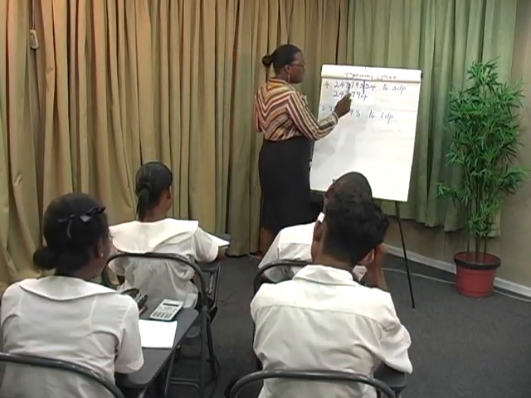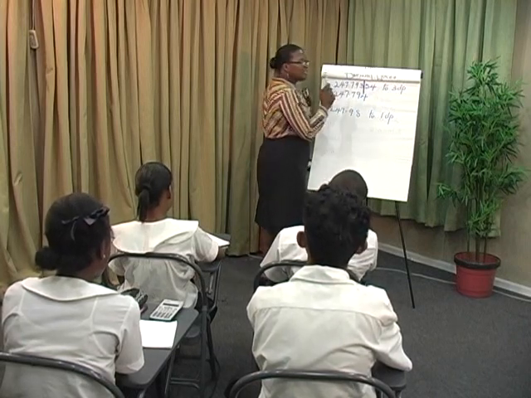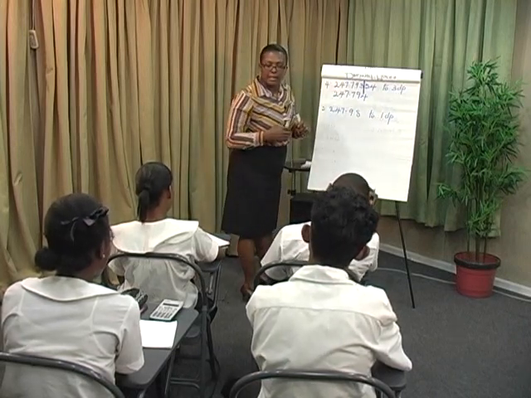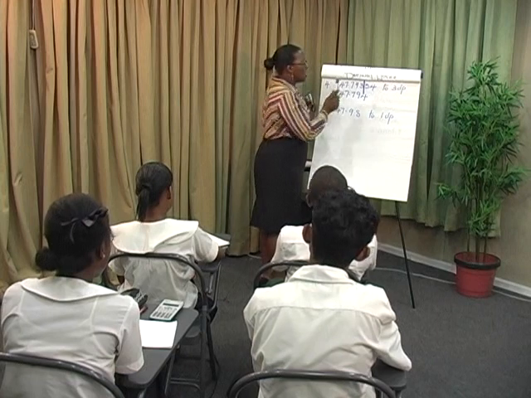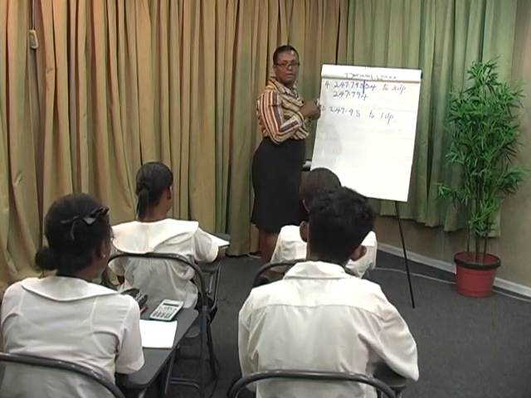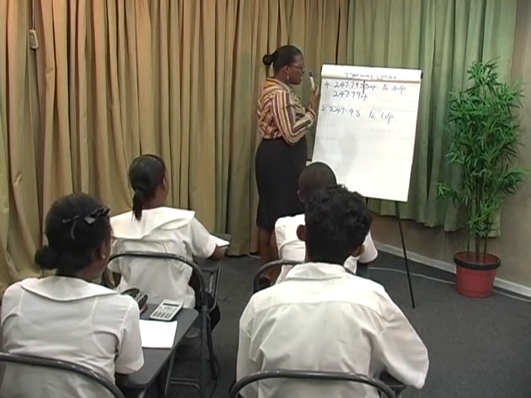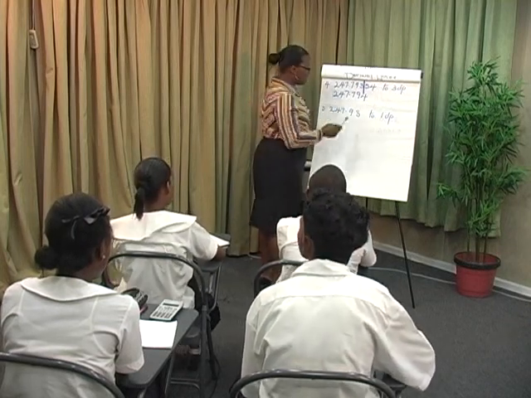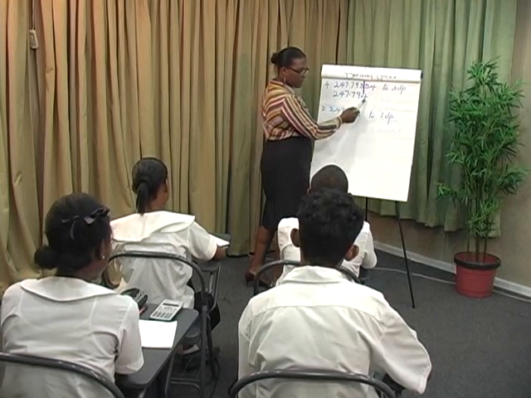The 3 became a 4 because after the line appears a 5. And the 5 falls in the category 5 to 9. And anytime we have one of those numbers falling after the line, we add 1 to the number that precedes the line. Okay? So 3 plus 1 becomes 4. Now let's check if we have 3 DPs. 1, 2, 3. Remember, we're starting from after the point. 1, 2, 3.